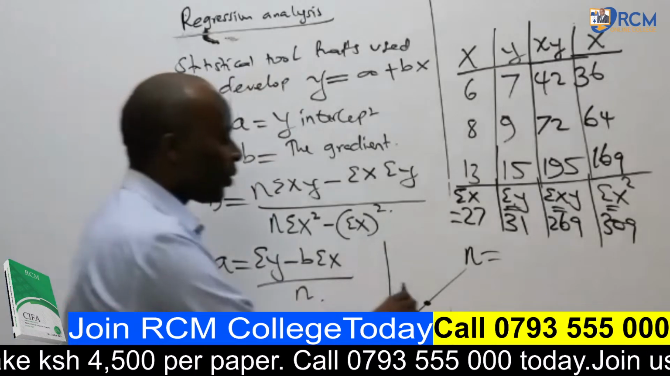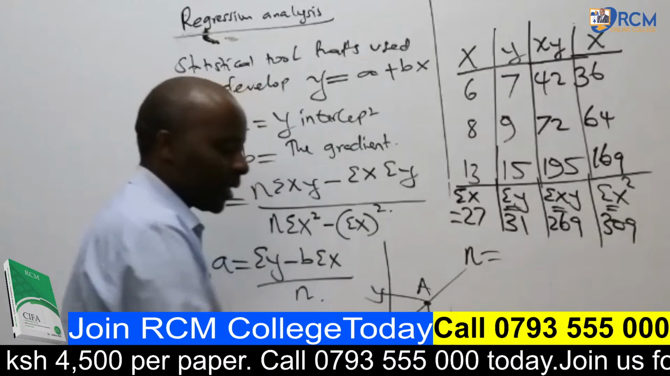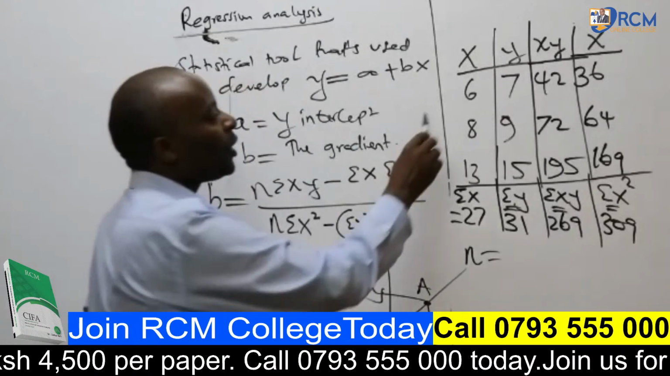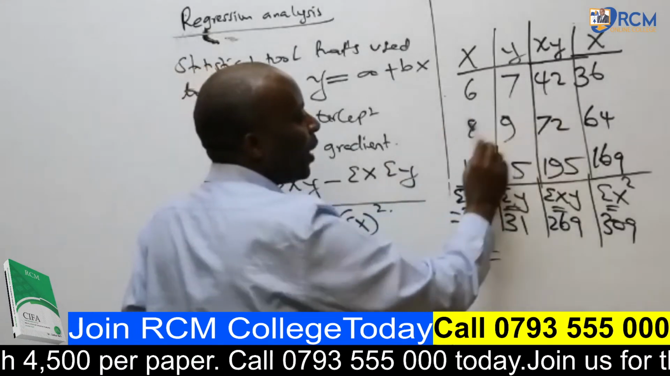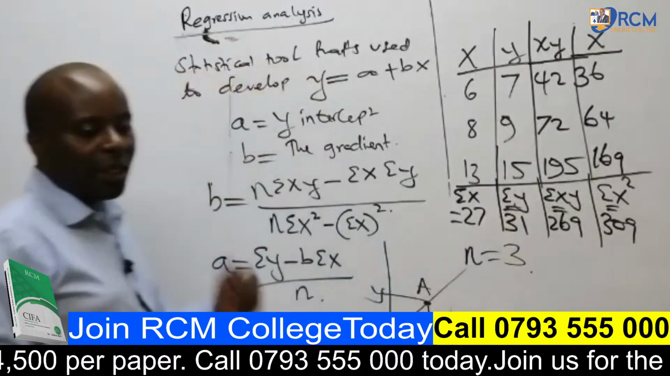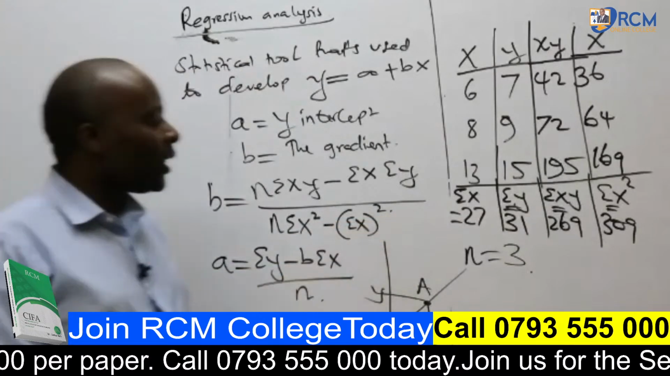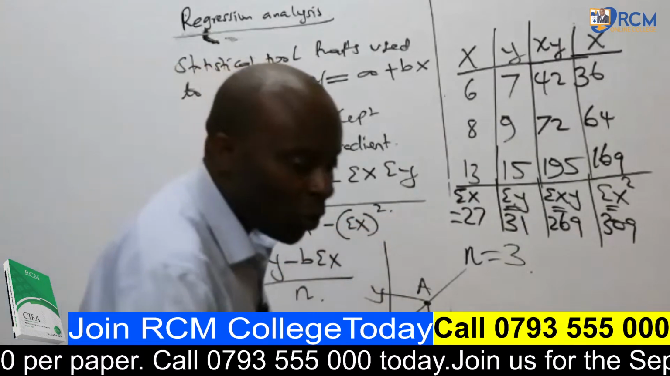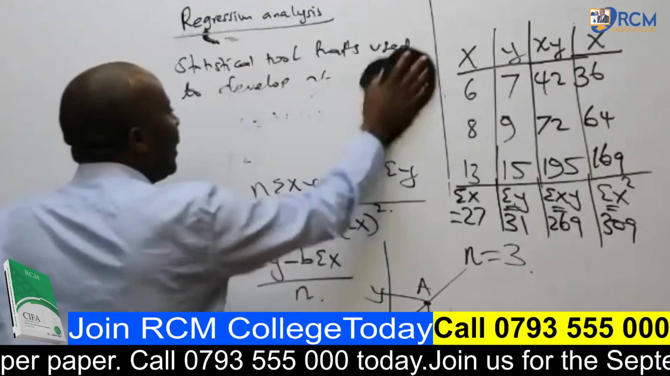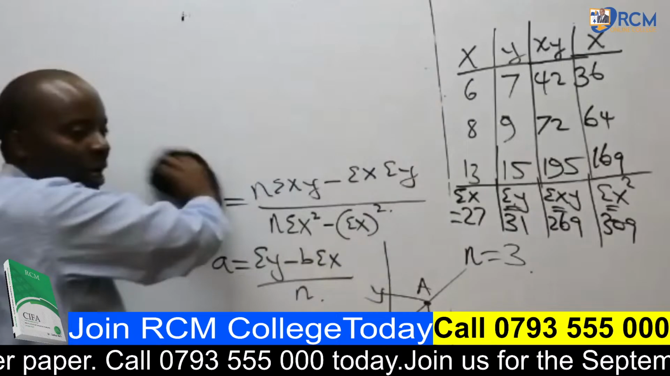If this is point A, it has an x coordinate and a y coordinate. So when you see this xy, this is point number 1, point number 2, point number 3. N is 3. Please don't count the totals. The next thing is to plug in the values that we have in the formula.